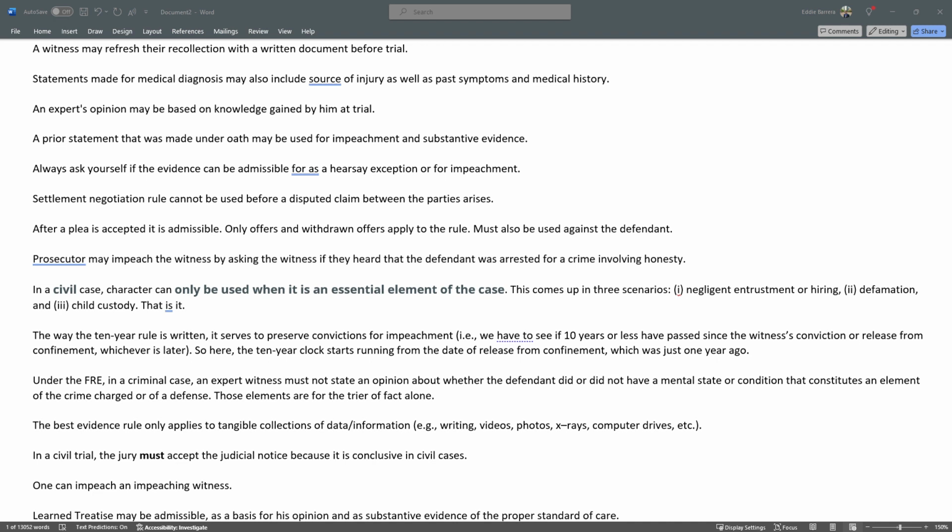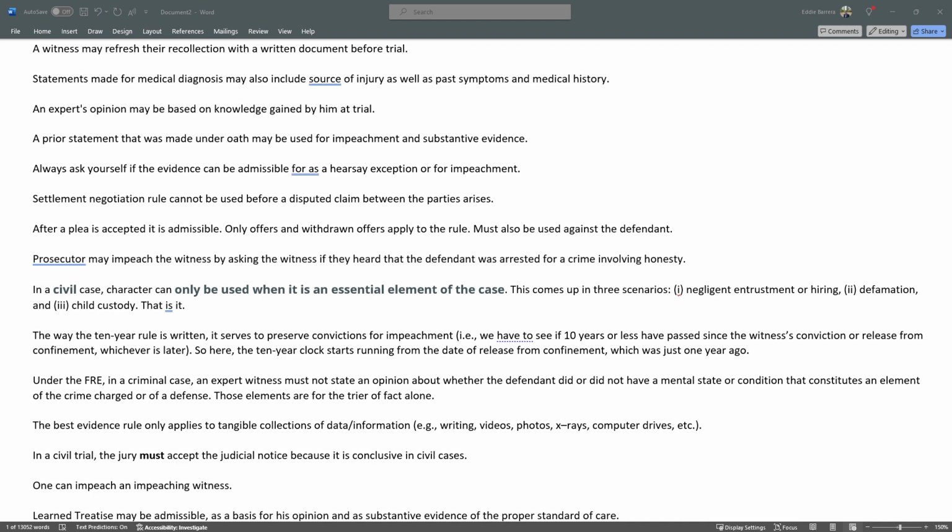That is it. The way the 10-year rule is written, it serves to preserve convictions for impeachment, i.e., we have to see if 10 years or less have passed since the witness's conviction or release from confinement, whichever is later. So here, the 10-year clock starts running from the date of release from confinement, which was just 1 year ago.